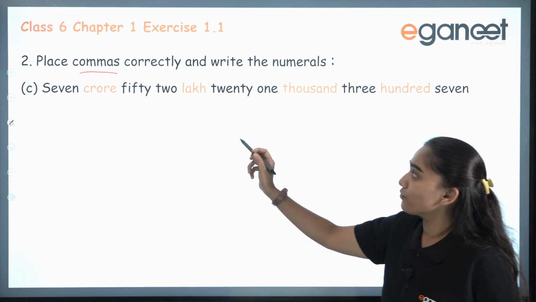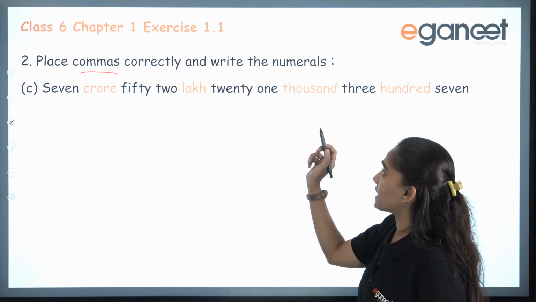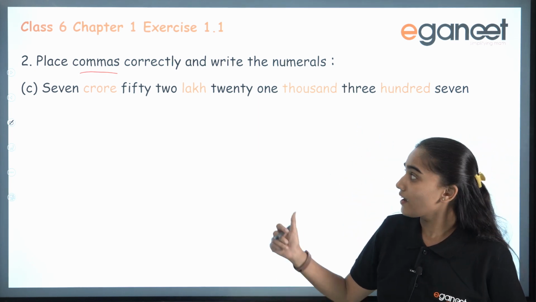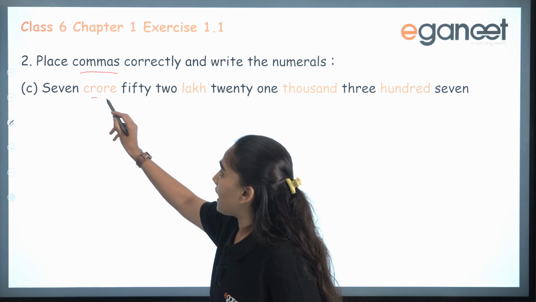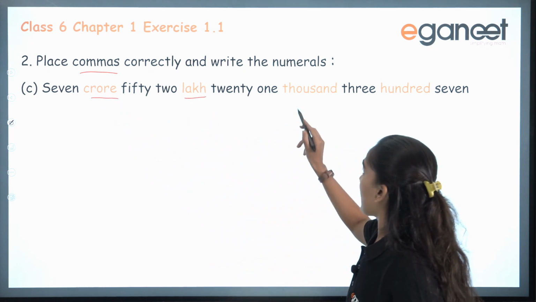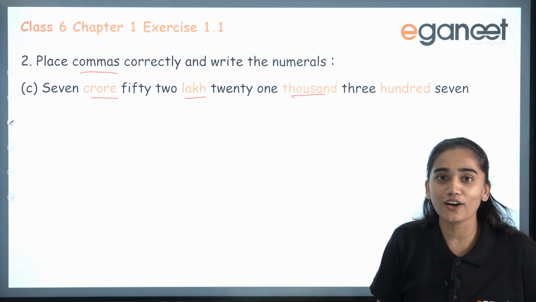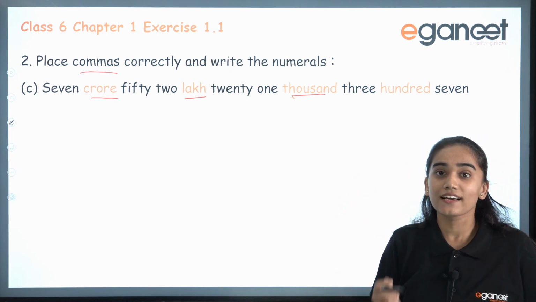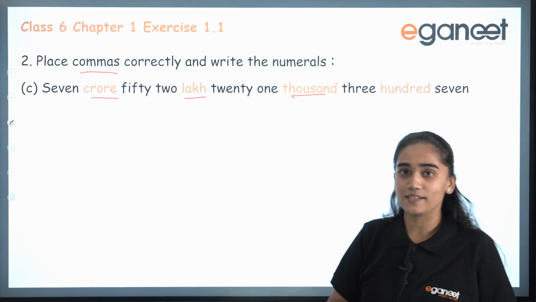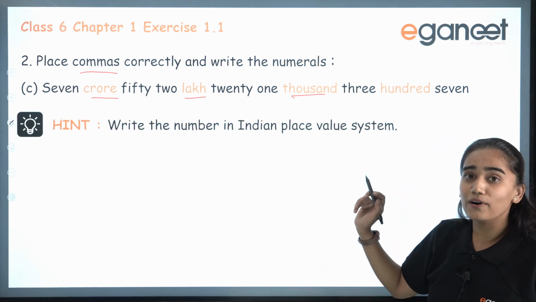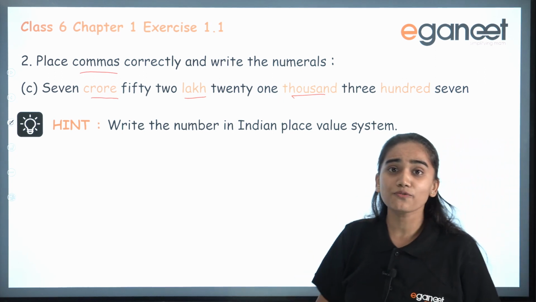7 crore 52 lakh 21,307. As you can observe that there are crore, lakh, thousand mentioned in this question. So, surely we need to deal with the Indian place value system. So, my hint is write the number in Indian place value system first.